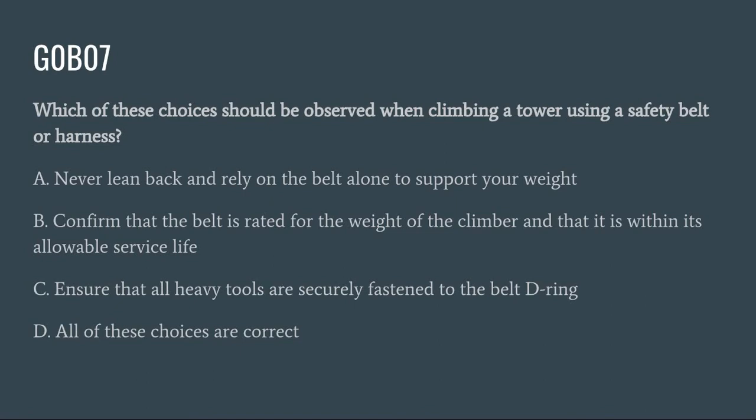G0B07. Which of the following choices should be observed when climbing a tower using a safety belt or harness? A. Never lean back or rely on the belt alone to support your weight. B. Confirm that the belt is rated for the weight of the climber and that it is within allowable service life. C. Ensure that all heavy tools are securely fastened to the D-ring. Or D. All of these choices are correct. Correct answer is B. Confirm that the belt is rated for the weight of the climber and that it is within allowable service life.